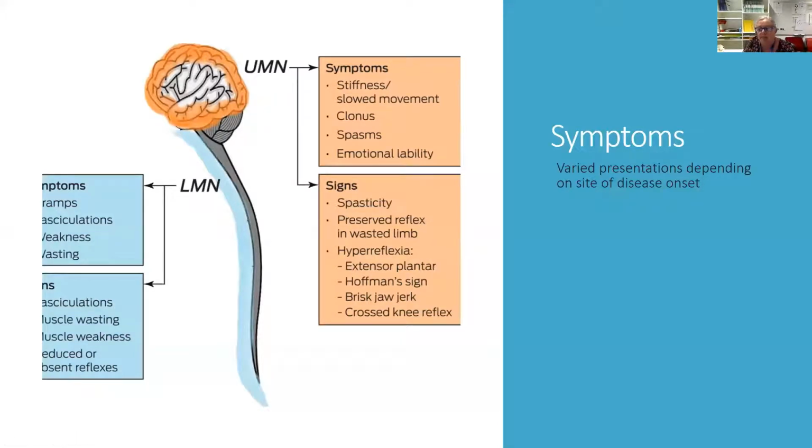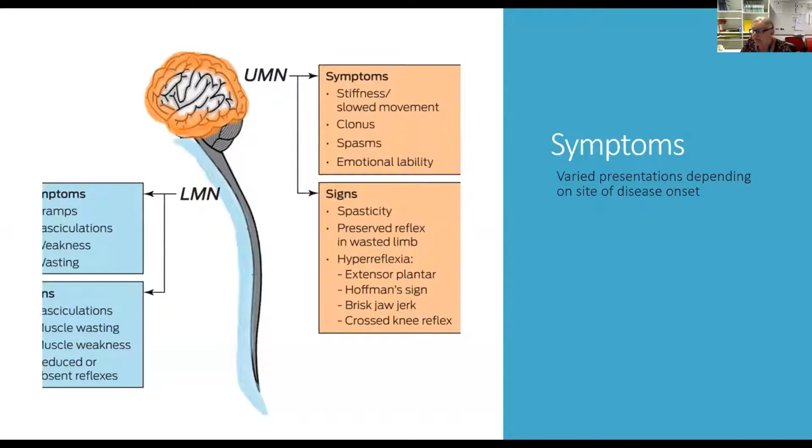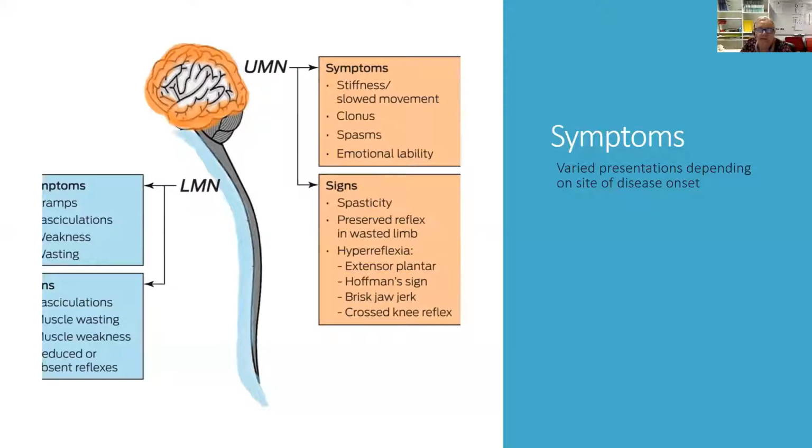So as you are aware, with patients with MND, the symptoms are varied. Everyone presents in a different way. The reason for this is that we have upper motor neurons and lower motor neurons. What they do is cause different signs and different symptoms depending on what you have been diagnosed with.